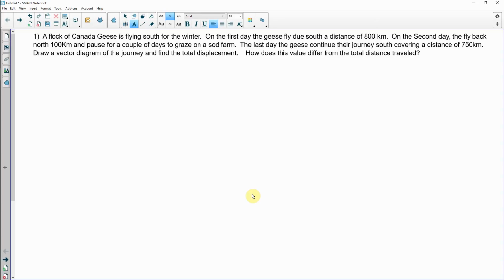The quiz, and let's go over this worksheet. All right. The flock of Canada geese is flying south for the winter.